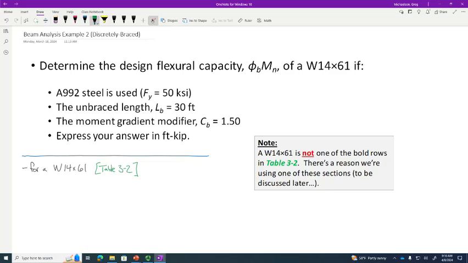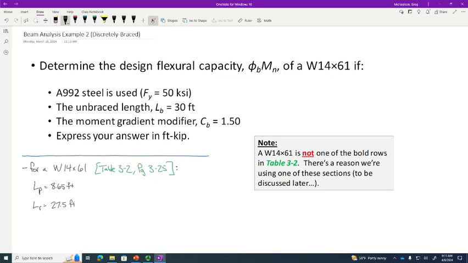Has anybody found what page that's on, by the way? 325. 325. So, what is LP and LR, by the way? 8.65 and 27.5. 8.65 and 27.5 feet. Everybody else able to find that?